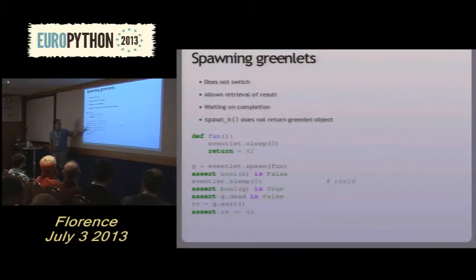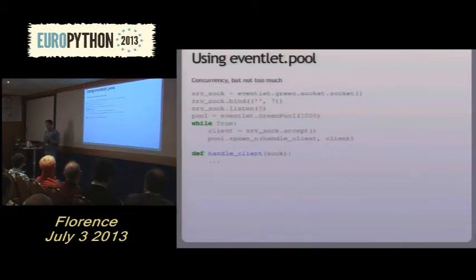If a greenlet instead raised an exception, then instead of getting the result, when you call wait, the exception will actually be raised as it came out of the wait call. So that's the abstraction that Eventlet gives you there.